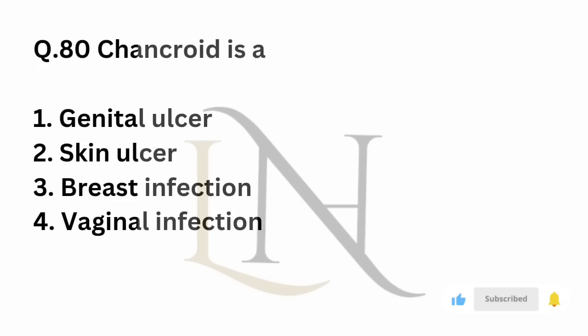Chancroid is option 1 genital ulcer, option 2 skin ulcer, option 3 breast infection, option 4 vaginal infection. Answer is option 1 genital ulcer is the meaning of chancroid.